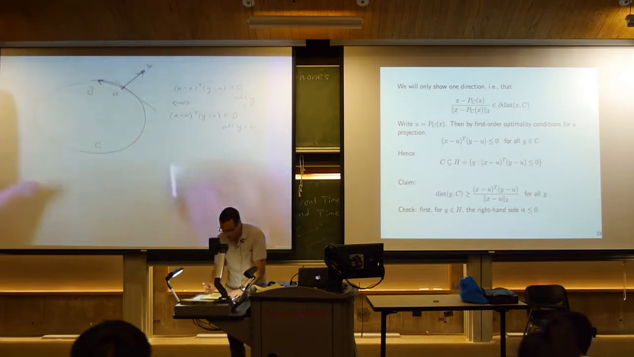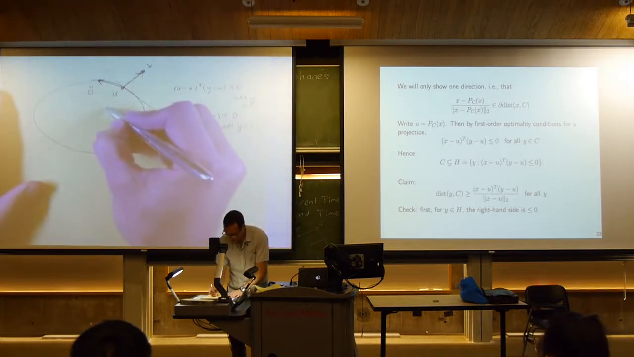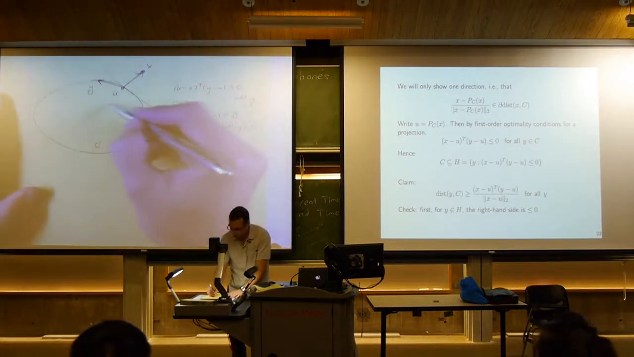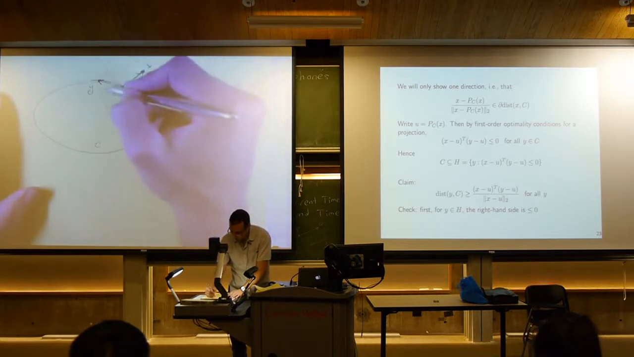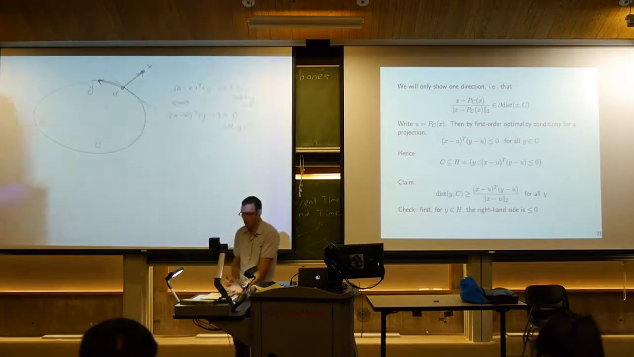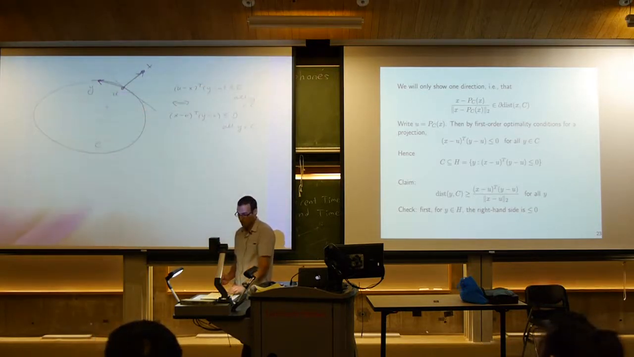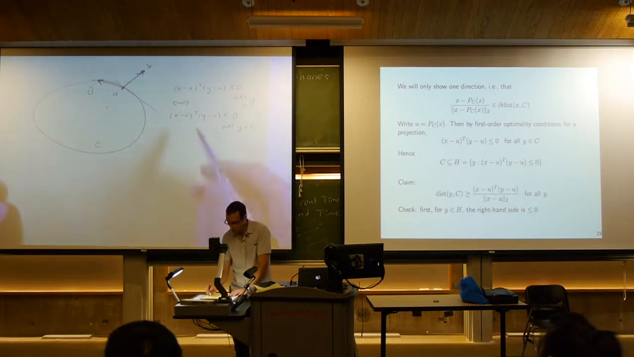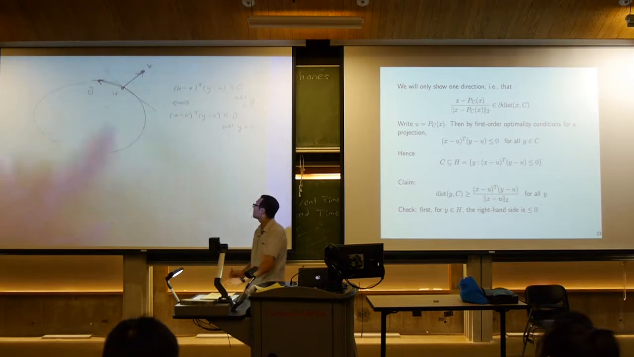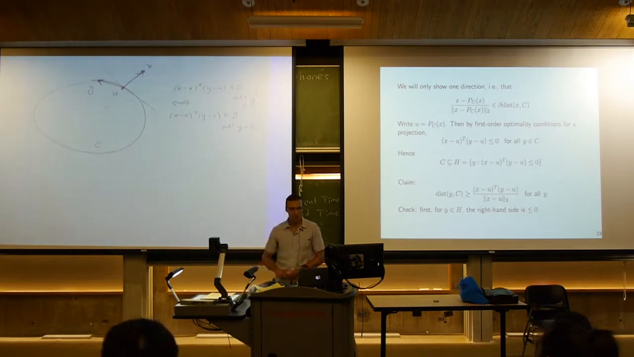If that wasn't true, let's suppose I picked u to be here, and I took u to x and u to y, then that certainly wouldn't be true. The inner product between this vector and this vector would be positive, and u would not be optimal. I'd be able to move it closer to x. But if I've found a point u that satisfies this for all y, then I have the projection of x onto the set C.